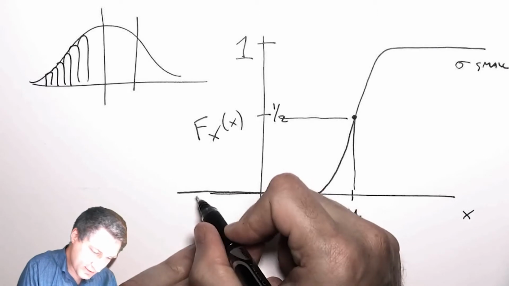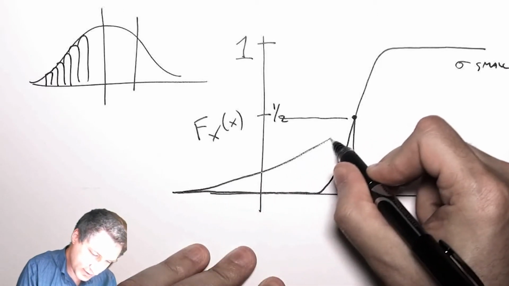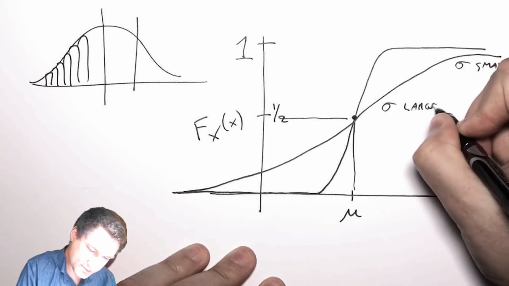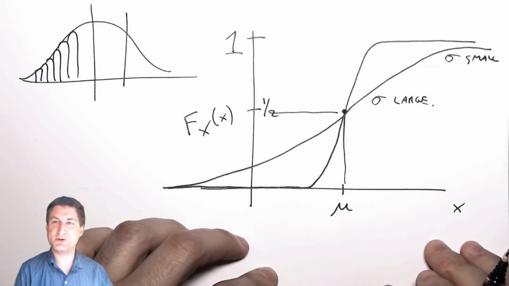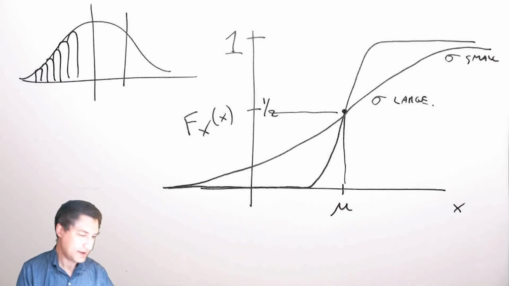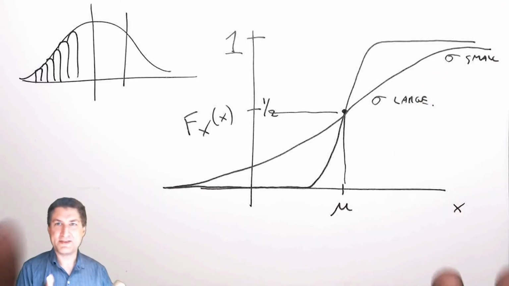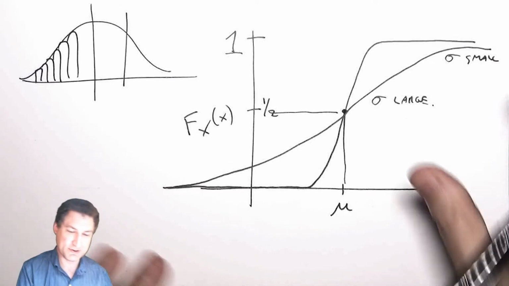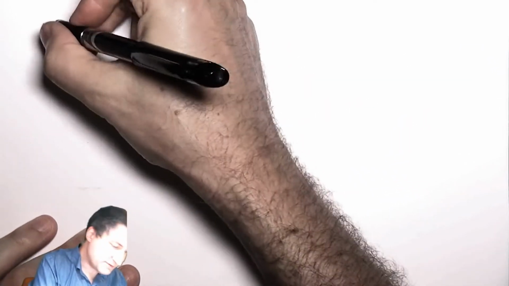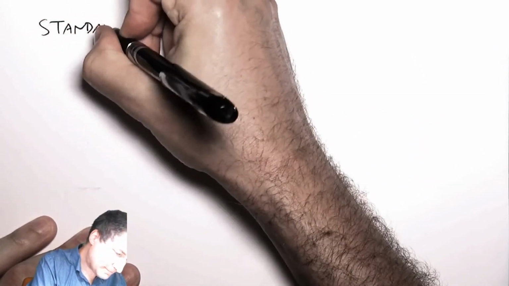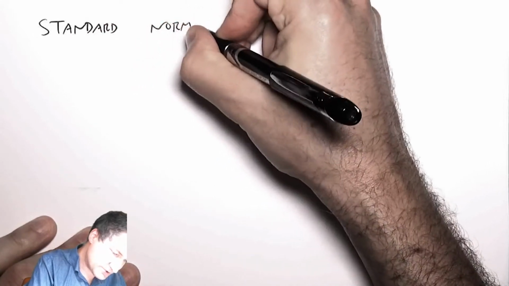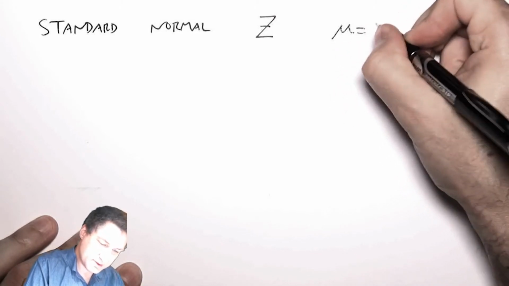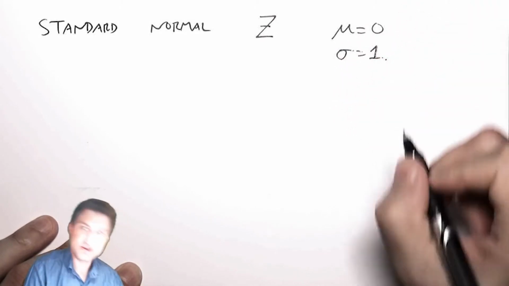If sigma is large, then I may start accumulating probability earlier, and I may kind of tap out to the asymptote later, right? But this is kind of the intuition for what the CDF should look like. Now, the CDF depends on mu and sigma, right? And I can't have a table for every possible mu and sigma. So instead, what we do is we define what's called the standard normal, which you'll sometimes see called Z. And so this basically means it's a Gaussian with zero mean and unit sigma.